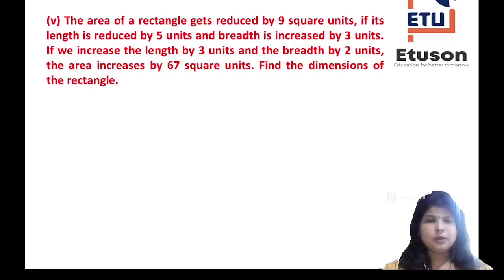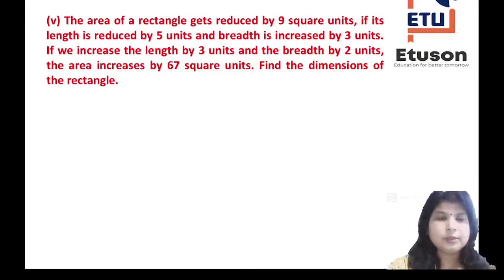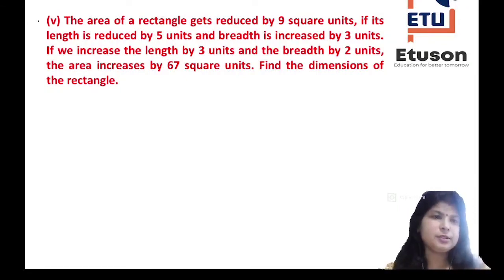Now let us go to the fifth part of your question number 4. Let us read out the question first. The area of a rectangle gets reduced by 9 square units if its length is reduced by 5 units and breadth is increased by 3 units. If you increase the length by 3 units and breadth by 2 units, the area increases by 67 square units. Find the dimensions of the rectangle.